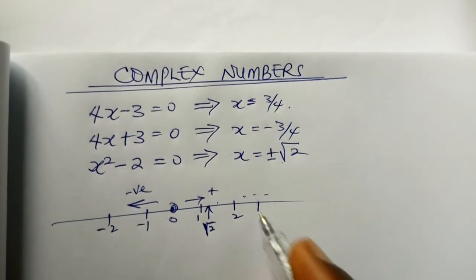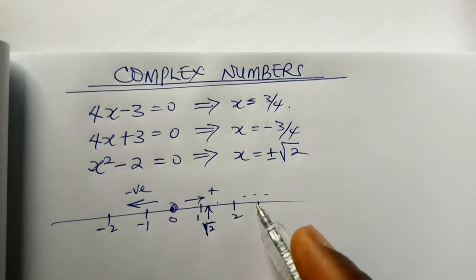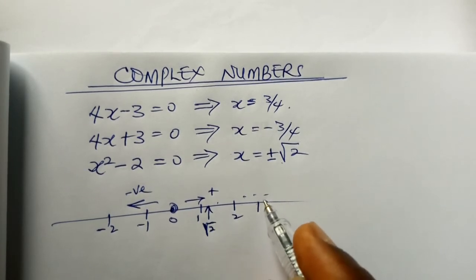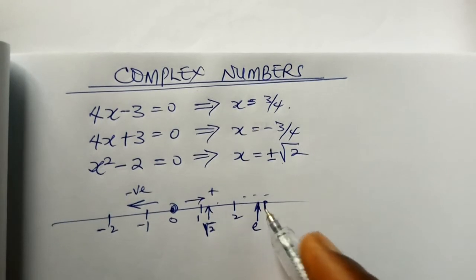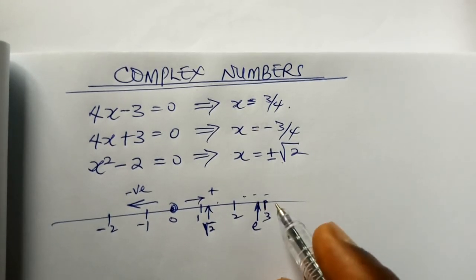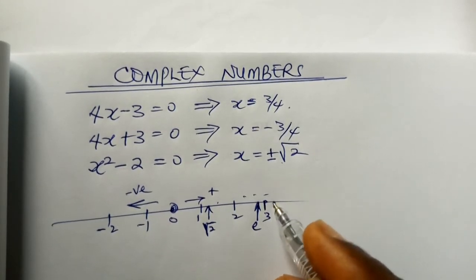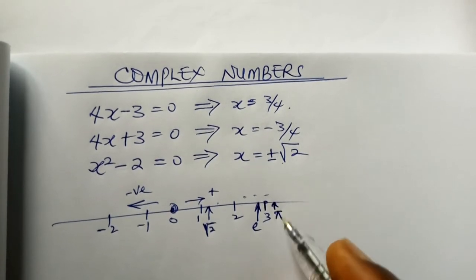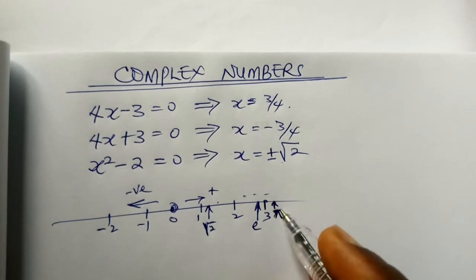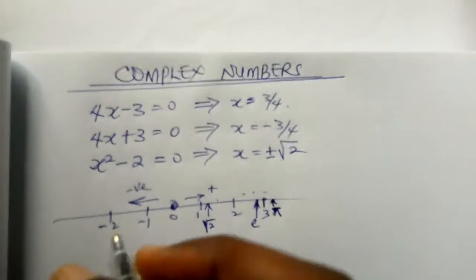You can have e, which is 2.7 something, let's say here is 3, you can have here e. You can have pi, 3.142, you can have pi. These constitute the set of real numbers.